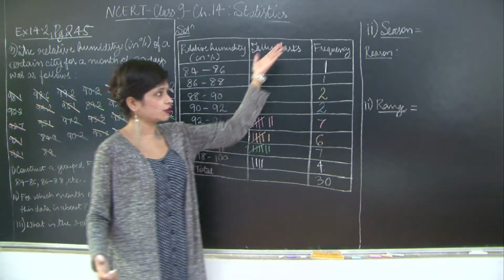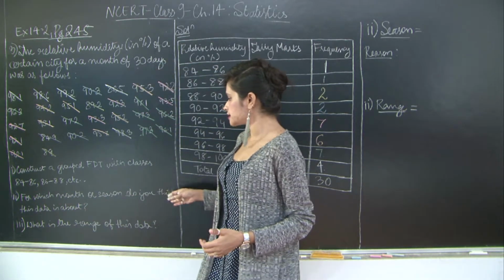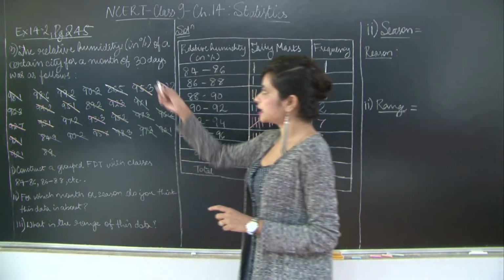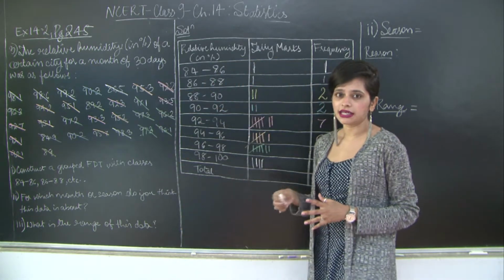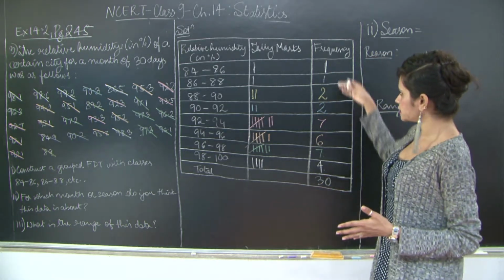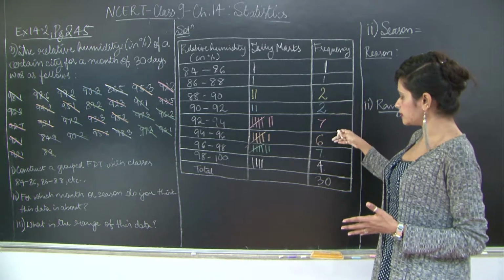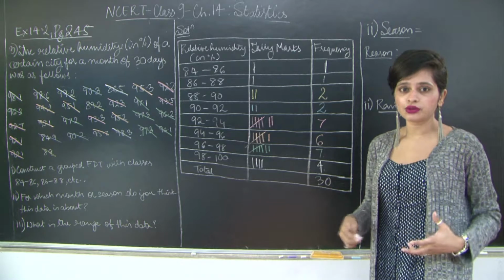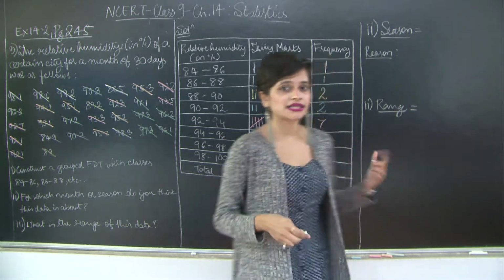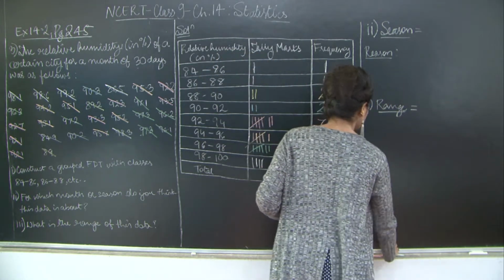We now need to write answers to the following. That is, for which month or season do you think this data is about? Now let's see the question for this. They're talking about the relative humidity in percentage. Now we know that, see, the maximum, you have 1, 1, 2, 2. Now you have large values out here, 7, 6, 7, 4. Now the relative humidity, we know that it's usually high in the monsoon season. So which season is this for? It is for monsoon.